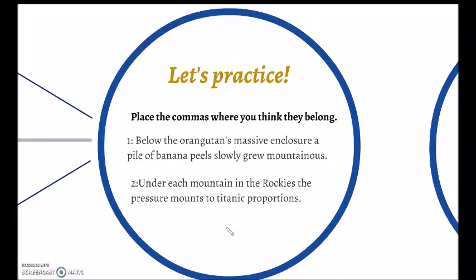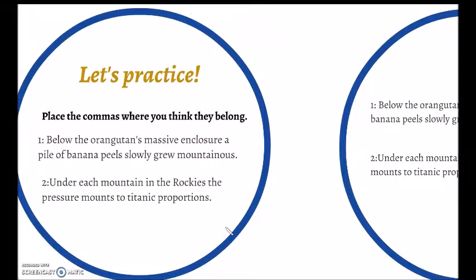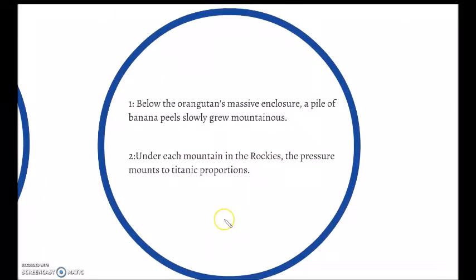You ready? Let's see what the answers are. Below the orangutan's massive enclosure, comma, a pile of banana peels slowly grew mountainous. Did you get it? Let's try the next one. Under each mountain in the Rockies, the pressure mounts to titanic proportions. The comma goes after the Rockies.